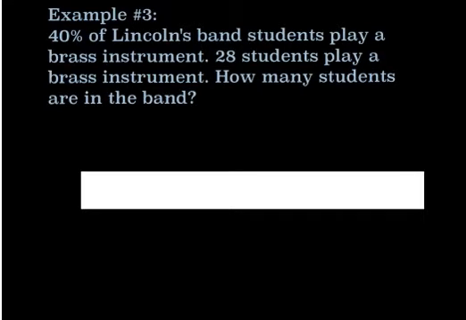Another example. 40% of Lincoln's band students play a brass instrument. This is a music instrument. 28 students play a brass instrument. How many students are in the band? In this case, you need to find the total, which is equivalent to 100%. So that's why we have a question mark there. And 28 students makes 40% of students.